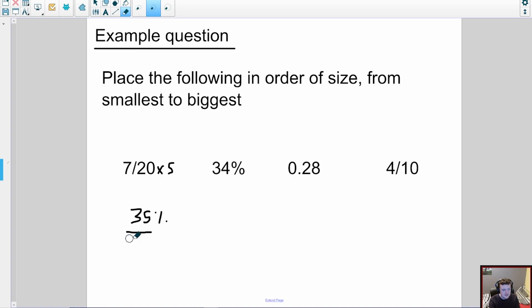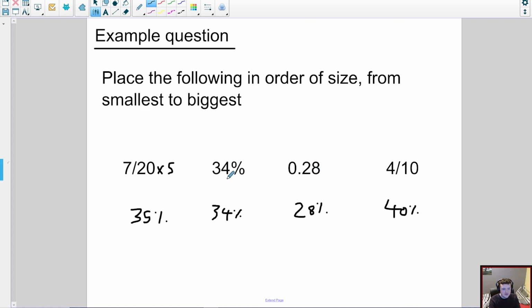If you write these in pencil, it will help you because you can then rub out stuff that you don't need. 34% is already a percentage, so I'm going to leave that as 34%. 0.28 when I multiply by 100 is 28%. And 4 out of 10, 10 tens is 100, so 4 tens is 40. And so what I'm going to end up with is 40% here.